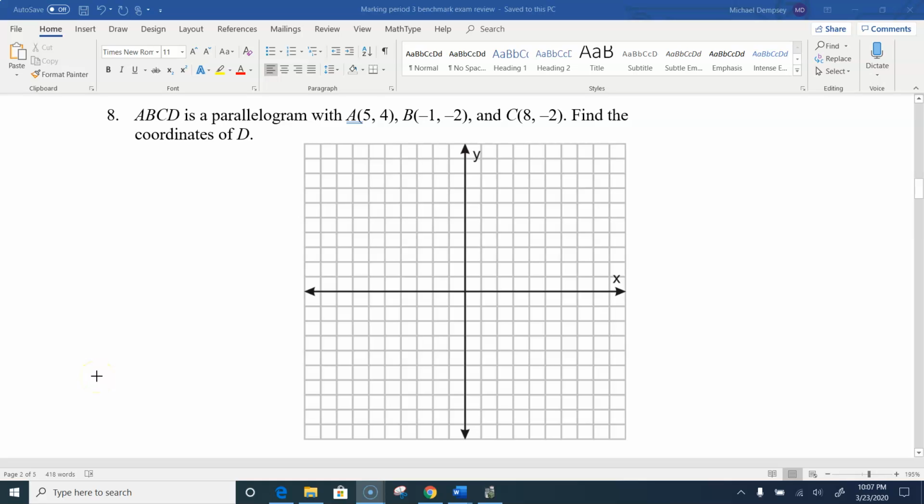Okay, this is day 2 of our Marking Period 3 benchmark review. They tell me that ABCD is a parallelogram, right? And then we go consecutively. They give me where point A is. It's at (5, 4), so I go 1, 2, 3, 4, 5, and then up 4: 1, 2, 3, 4. So A should be right around here.